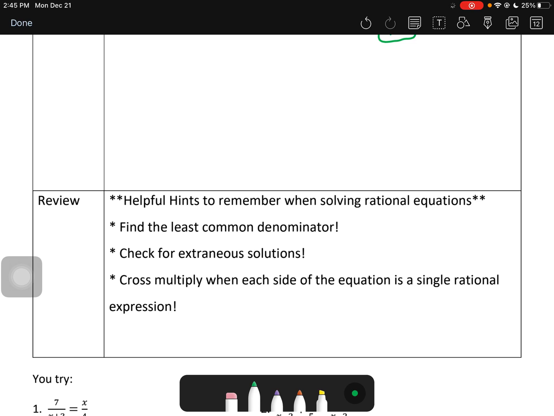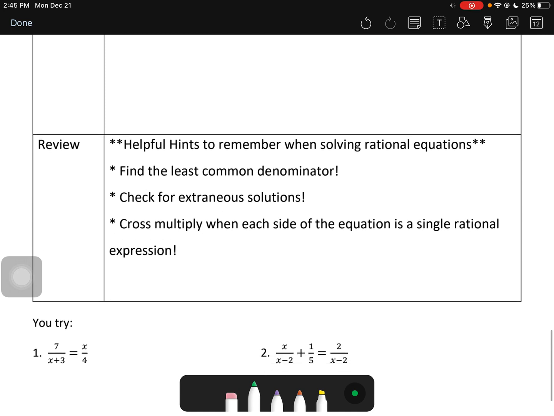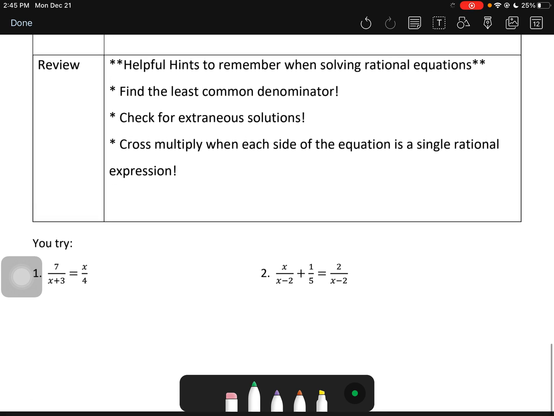So please remember that when you're solving rational equations, you need to find the least common denominator, check for extraneous solutions, and cross multiply when each side of the equation is a single rational expression. So please try these two examples.